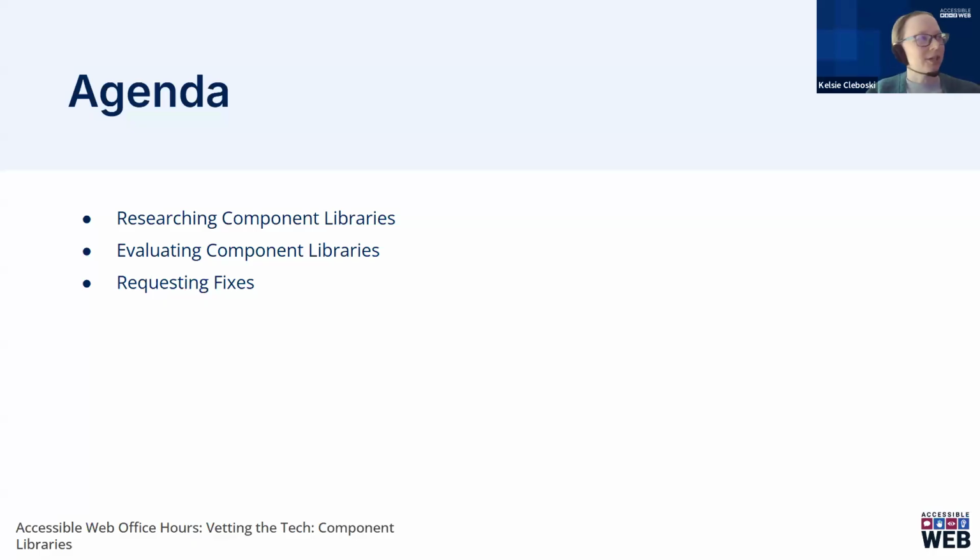So a quick agenda for my discussion today: we'll talk about three phases of making a decision on whether to use a component library or not. I'll talk about researching component libraries, evaluating component libraries, and then requesting fixes, and particularly looking at the accessibility considerations and some practical advice when going through these phases in deciding on whether to use a particular component library.